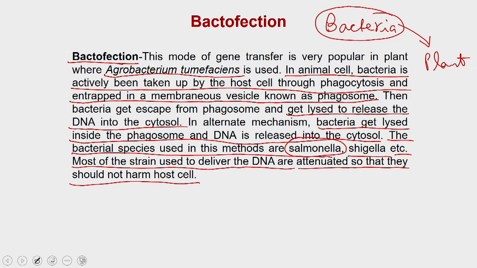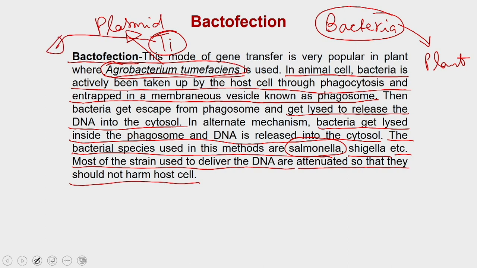Whereas in the case of Agrobacterium tumefaciens, it actually has its own plasmid, which is called the Ti plasmid, and people use the Ti plasmid to clone the recombinant DNA or recombinant gene which they would like to transfect into the plant. So first they clone the gene into the Ti plasmid, and then they transform the Agrobacterium tumefaciens with this recombinant Ti plasmid. As a result, you have bacteria which contain the Ti plasmid, which is not the natural Ti plasmid but the recombinant Ti plasmid containing your recombinant gene, and then this bacteria is used for infection of the plant.